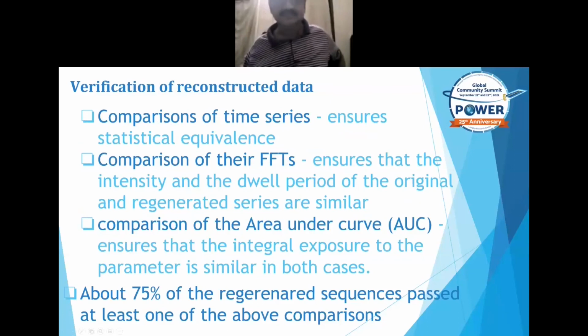Comparisons are done as direct comparison of the series using t-tests, comparison of FFTs, and comparison of AUC. About 75% of all the series have passed one of these tests.